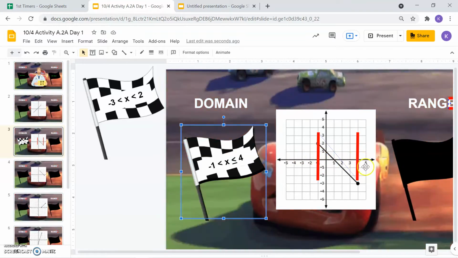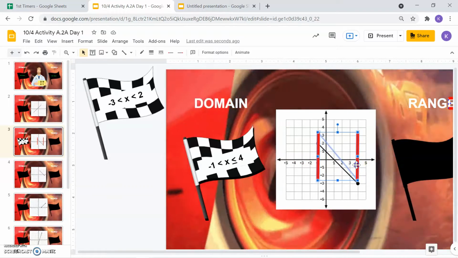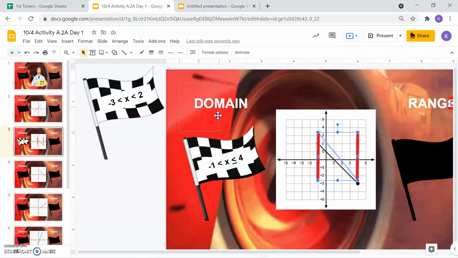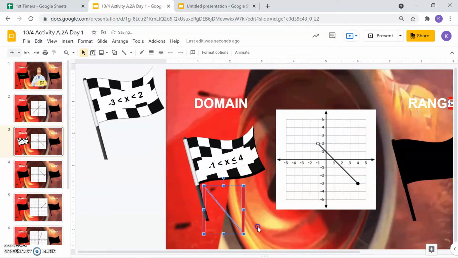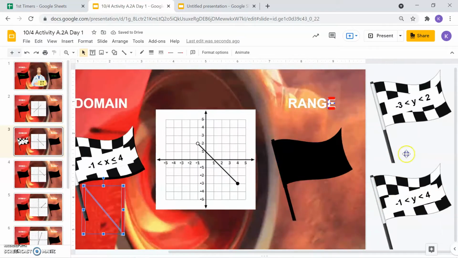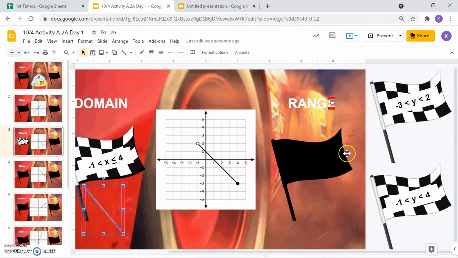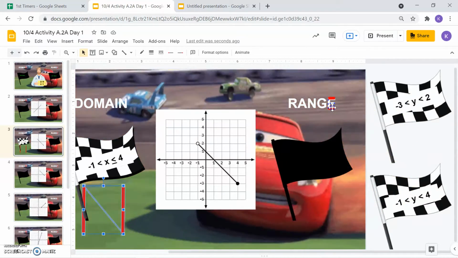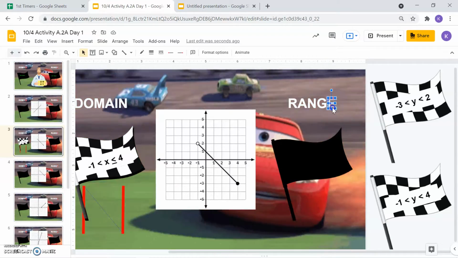It starts at -1 and it ends at 4. So I'm just going to drag this one over here because I'm not going to use it anymore because I already found my answer. Now I'm going to go to this side over here to these two. So again, this is my range. So this is my E.